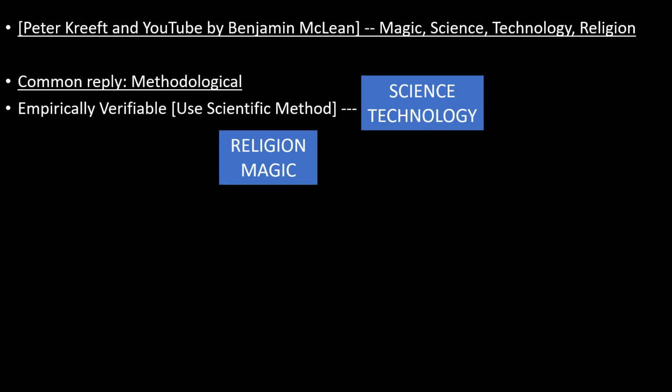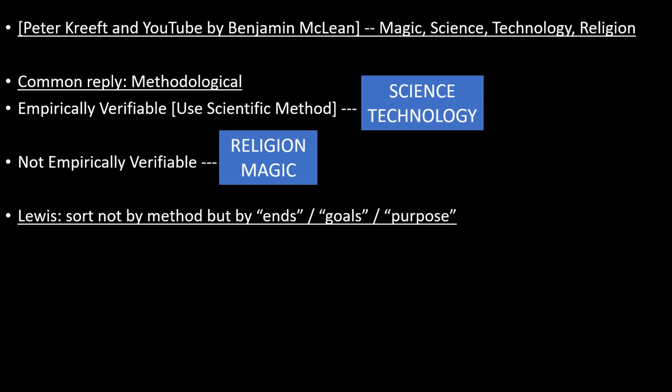If you group them this way, this is called the methodological grouping, based on their method. Science and technology are both empirically verifiable and use the scientific method in these two areas. But things that are not empirically verifiable would be like religion and magic. It doesn't necessarily mean they're right or wrong, it just means they're not empirically verifiable, where science and technology are. So that's grouping them based on their method.